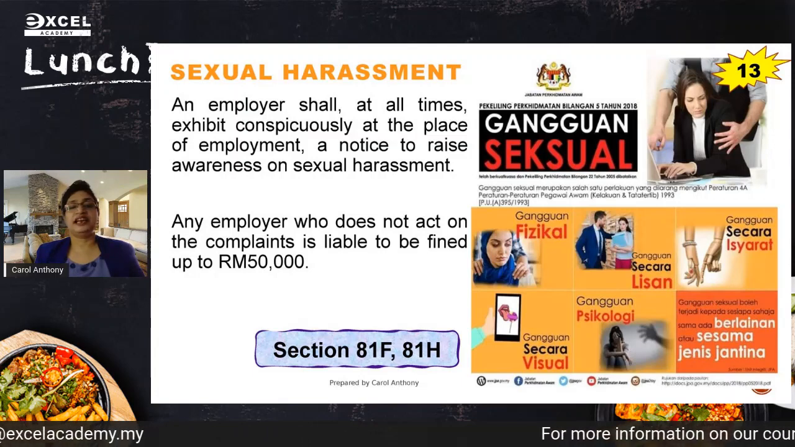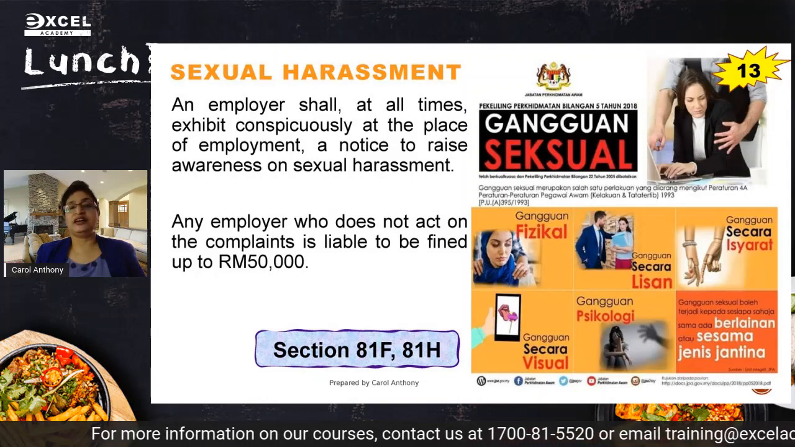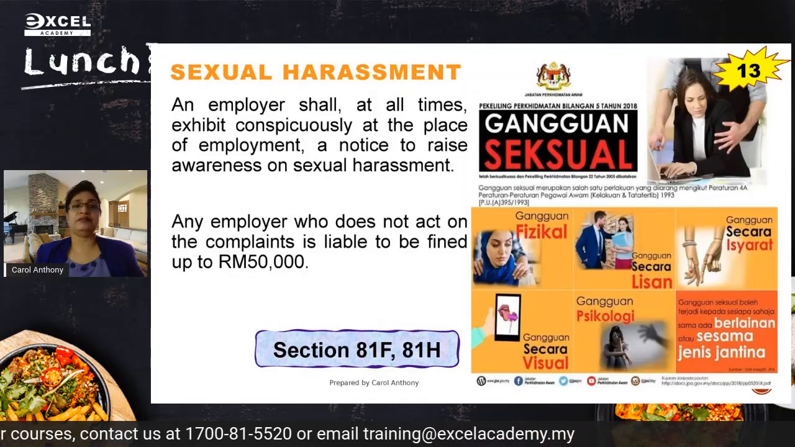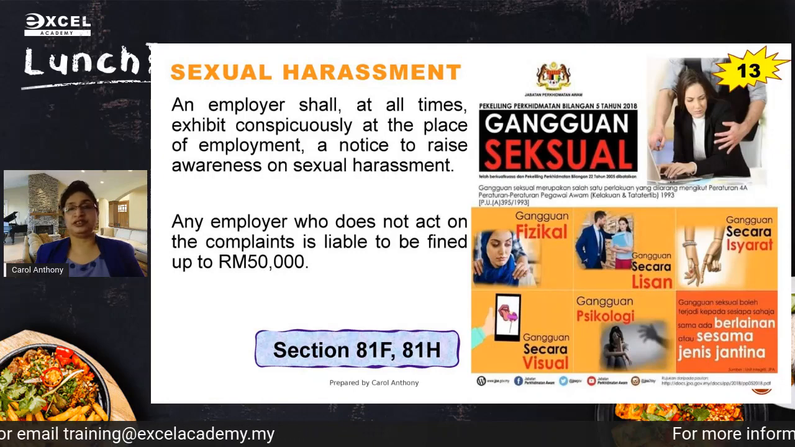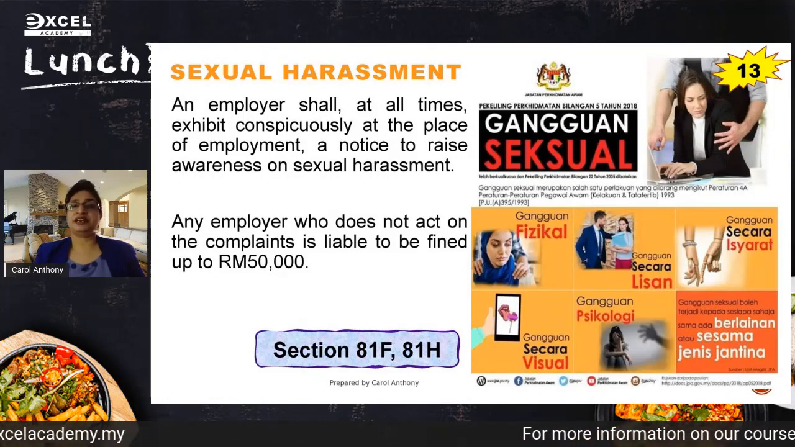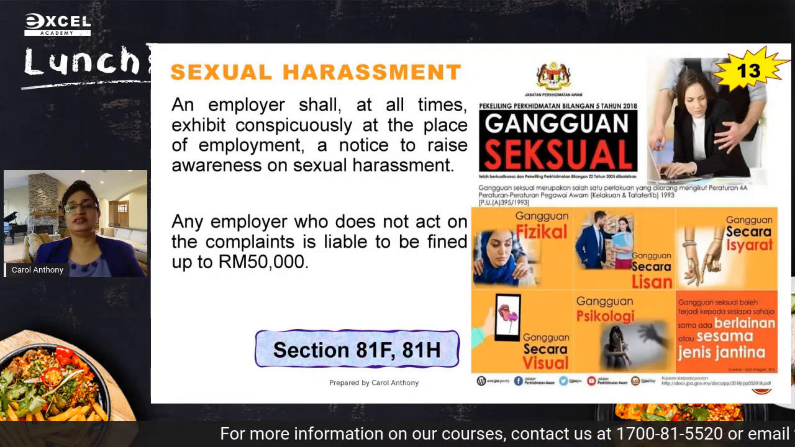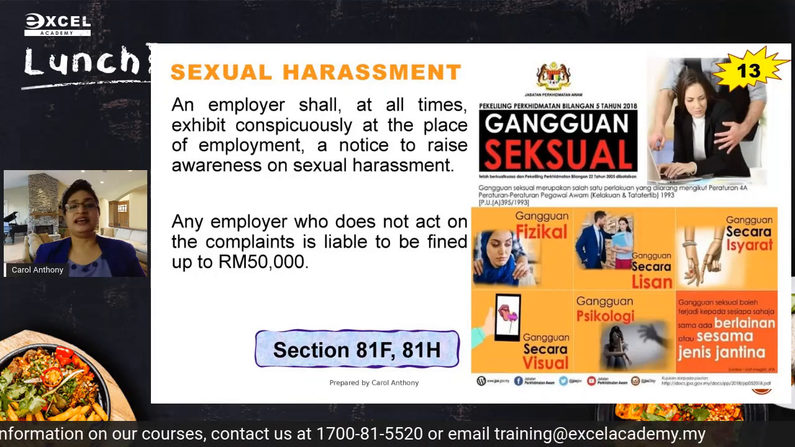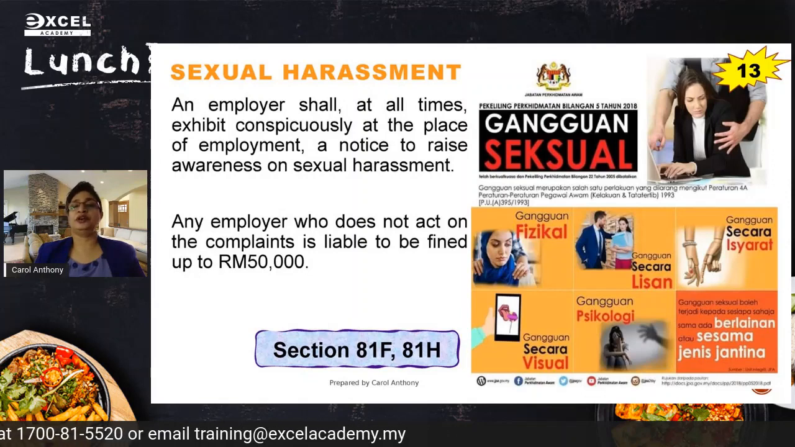Next one, section 81F and 81H. We talk about sexual harassment. An employer shall at all times exhibit conspicuously at the place of employment a notice to raise awareness on sexual harassment. So here I've extracted one from the ministry. This is like a poster just to show you an example of what you can exhibit at your workplace. So this could be one of them, or you could do your own.